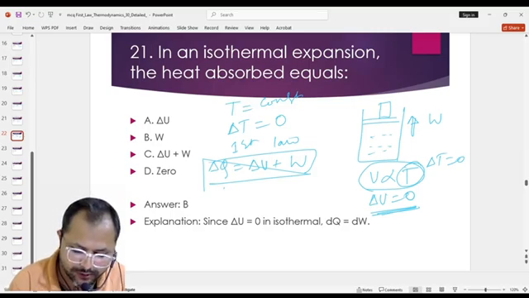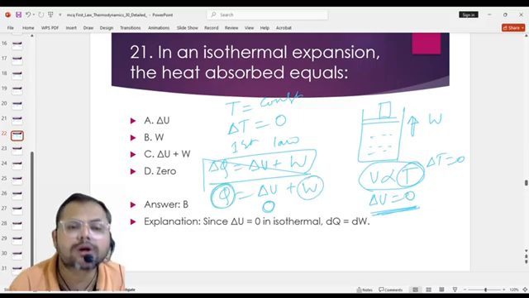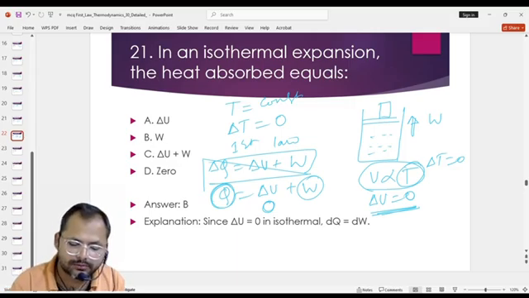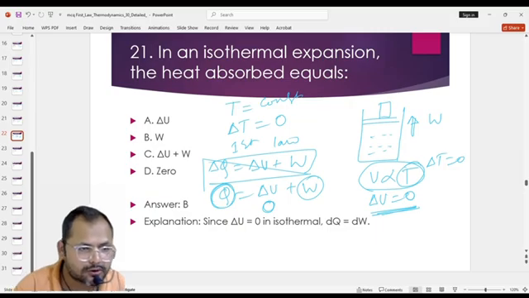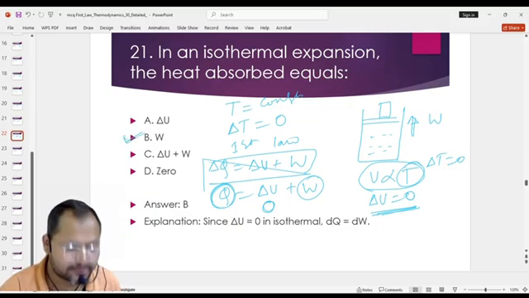So heat absorbed equals change in internal energy plus work done. But change in internal energy equals zero. So whatever heat is supplied is equal to work done, and is used for the work done, because change in internal energy equals zero. So option B is the correct answer. Next question.